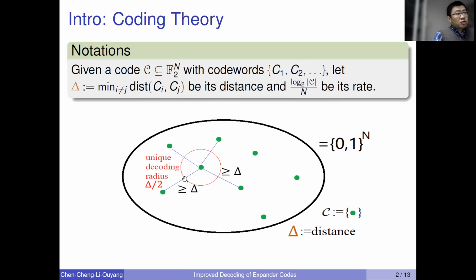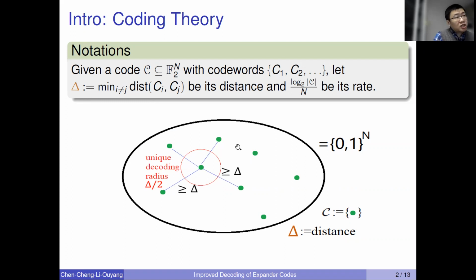One fact that will be extensively used in this talk is that given the distance, say delta, the unique decoding radius of this code is up to the distance delta over 2 for adversarial errors.